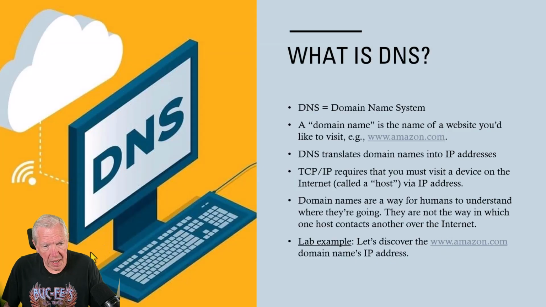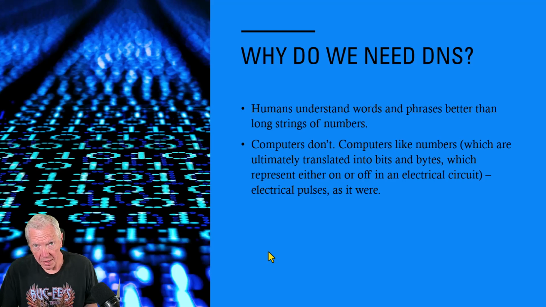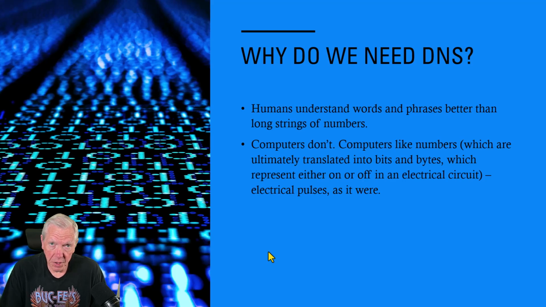Okay, so let's move ahead here. Now, why do we need DNS? We've talked about this already. Humans understand words and phrases better than long strings of numbers. Computers don't. Computers like numbers. These numbers are ultimately translated into bits and bytes. That's why we can use 2 or 3 different number series: decimal, octal, hexadecimal, binary, 4 number series.